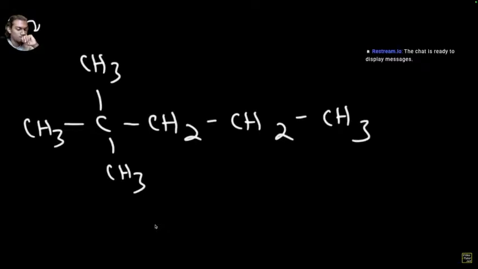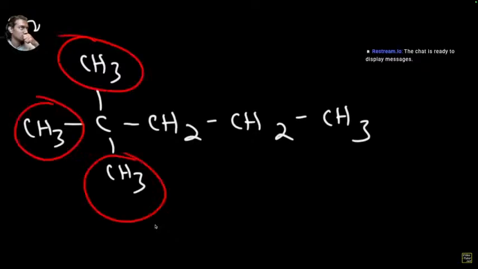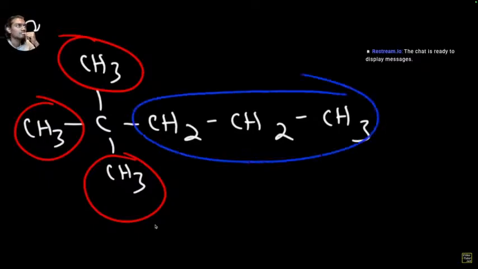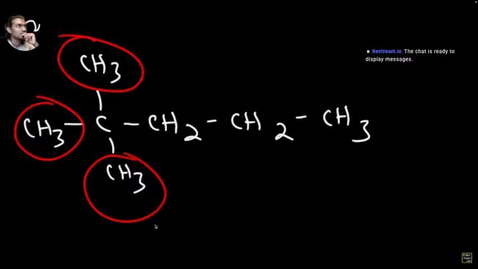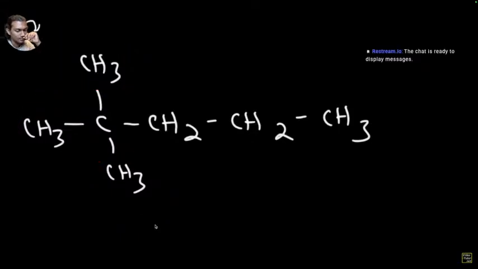The first thing I like to do is identify the hydrogen atoms that are identical to each other. Looking at these 3 methyl groups, they are attached to the same carbon atom. And due to the free rotation of carbon-carbon single bonds, they are equally close to this group. So those 3 methyl groups will show up as 1 signal. We can call it signal A. They have the exact same chemical environment.